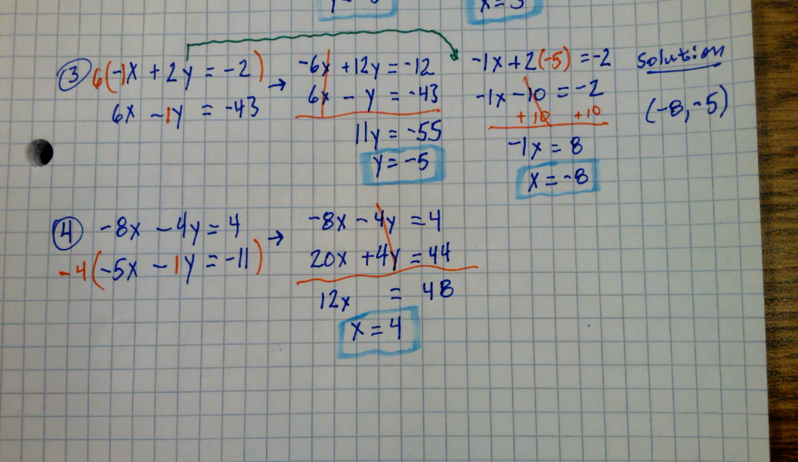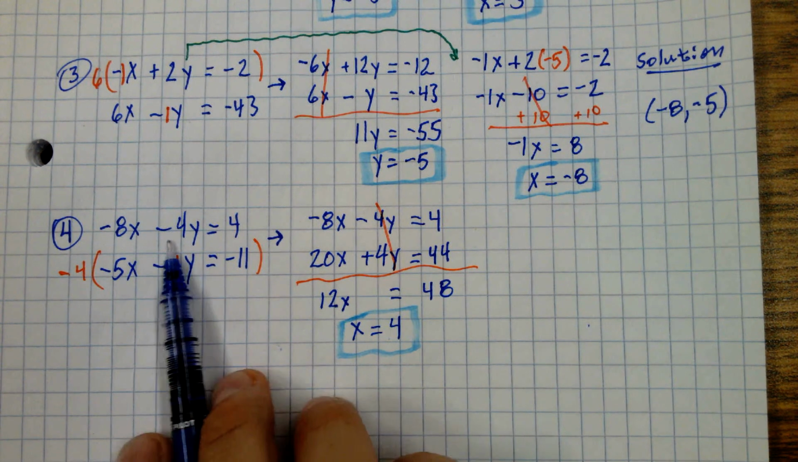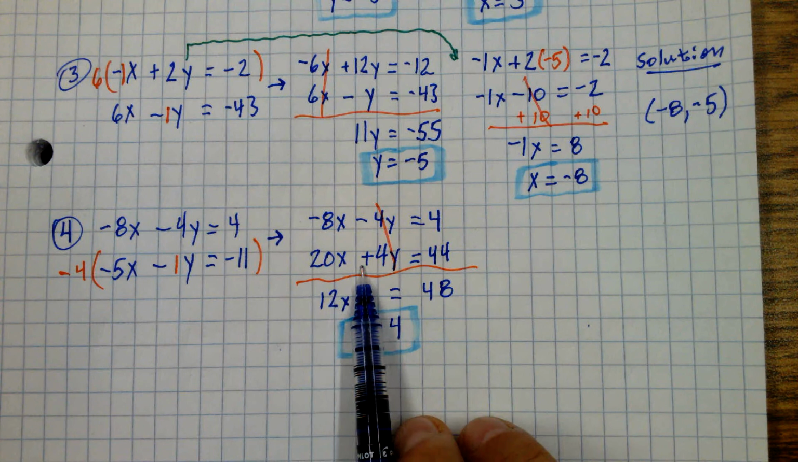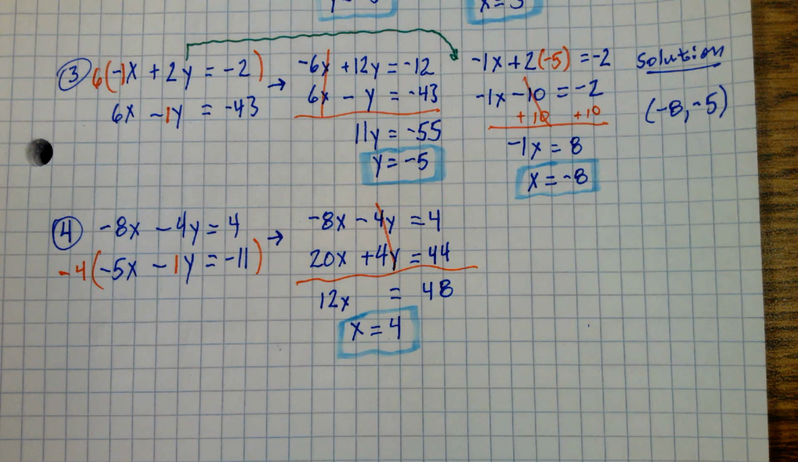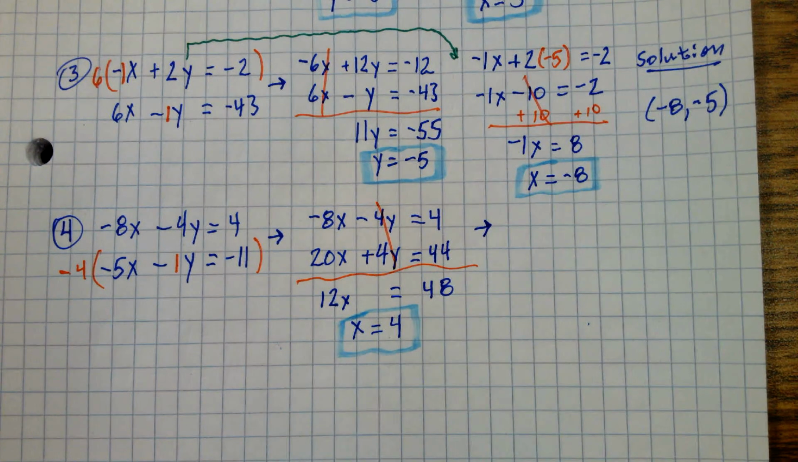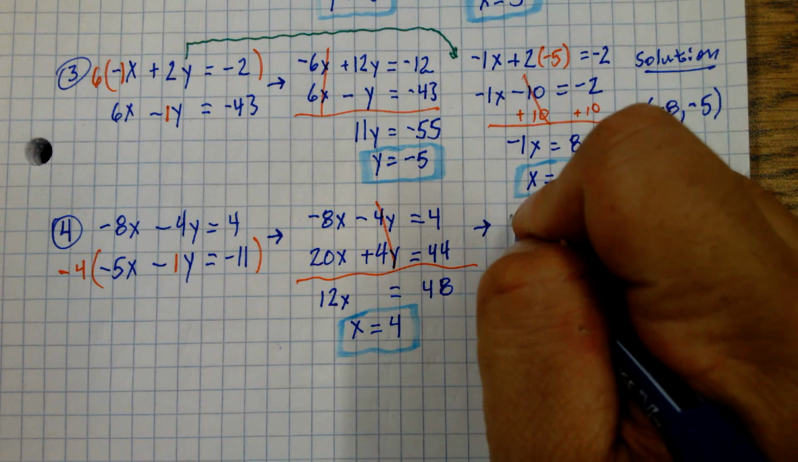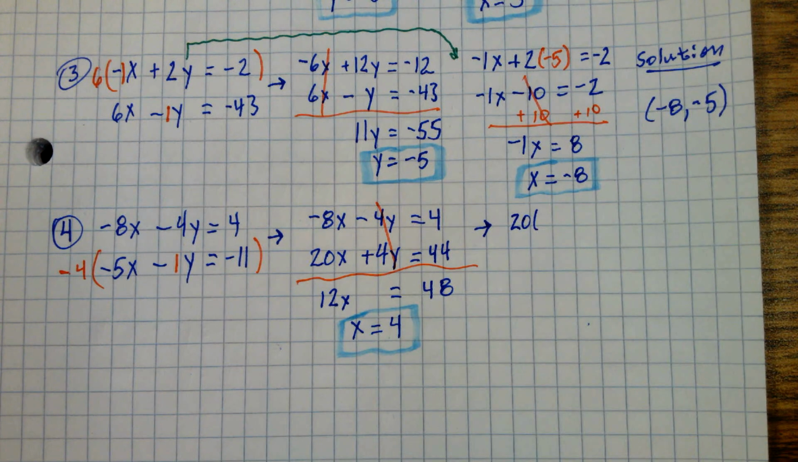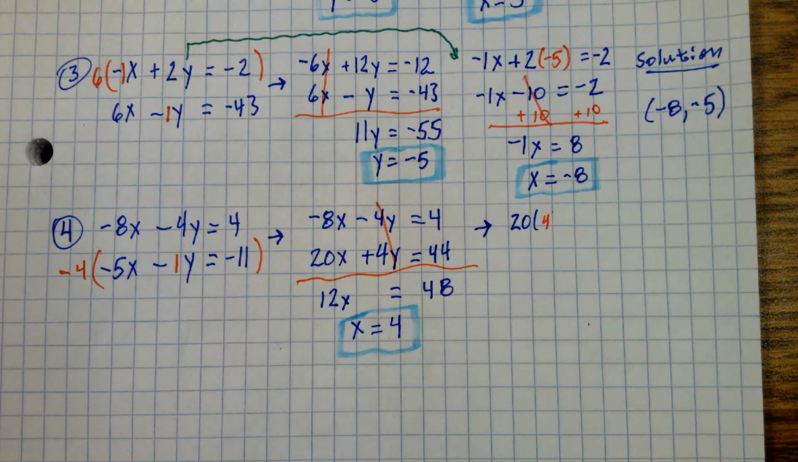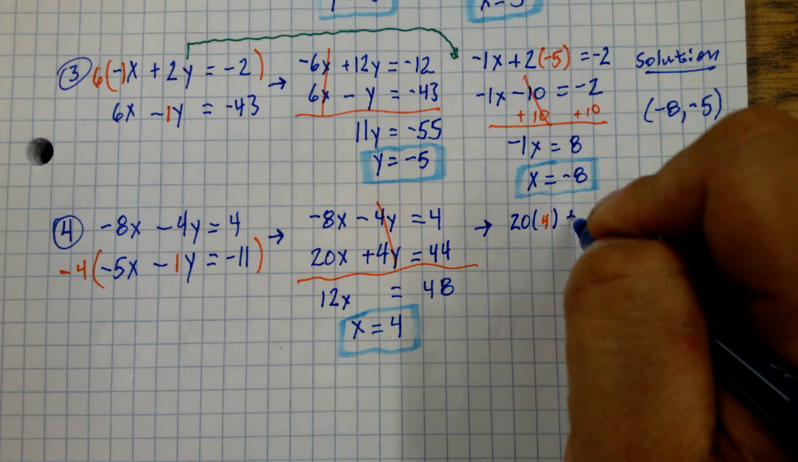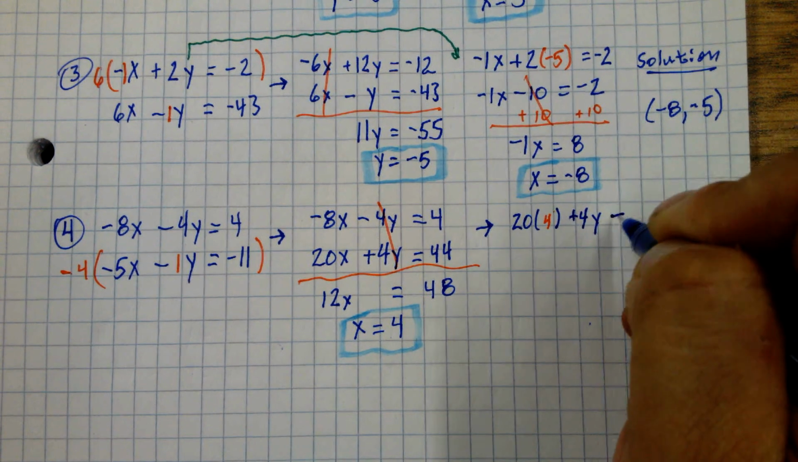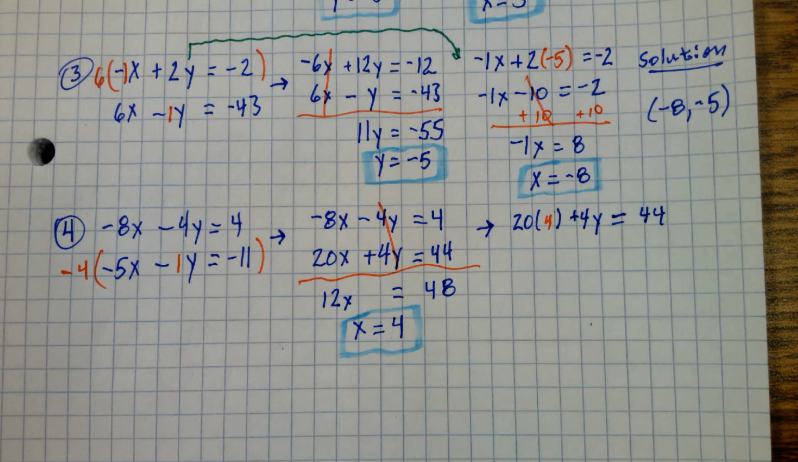Okay, I'll let you guys decide. Which of our equations do you want to replace x with 4? The original that we transformed, or the transformed one, or the original first equation? Doesn't matter. This one? Okay. Doesn't matter as long as you plug in correctly. So this time we're replacing x with 4. So this is going to be 20 times 4 plus 4y equals 44.